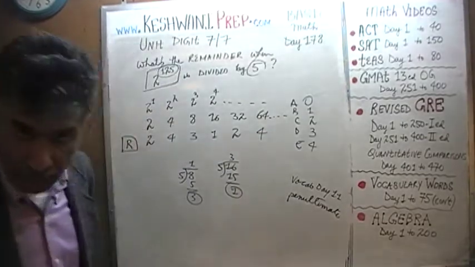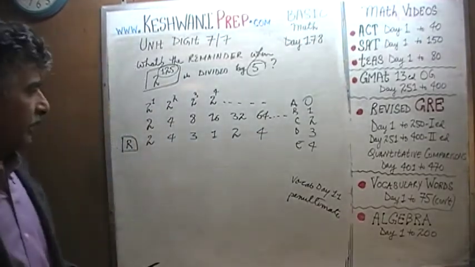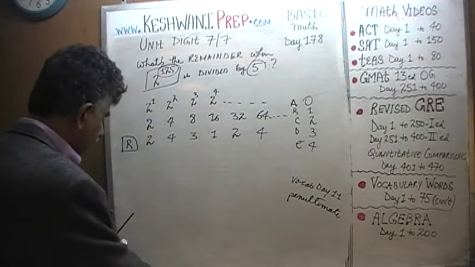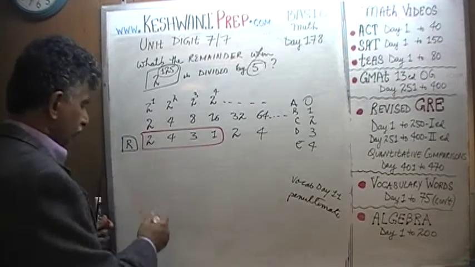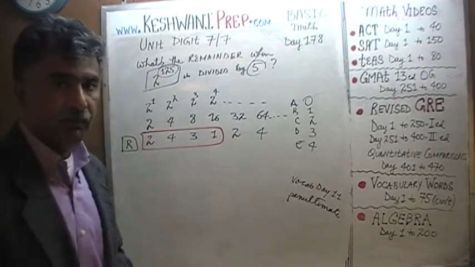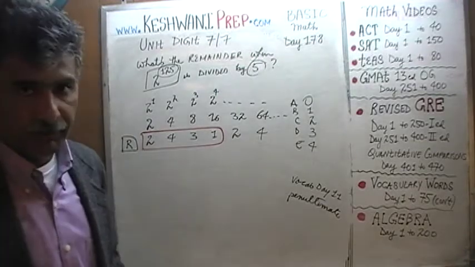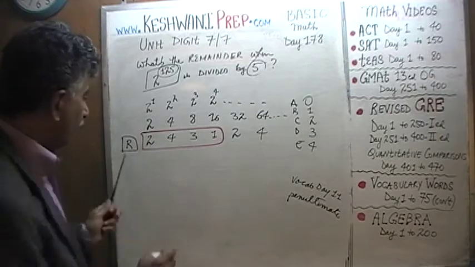Are you beginning to see a pattern? There should be a pattern emerging by now. The pattern is this: 2, 4, 3, 1, 2, 4, 3, 1, 2, 4, 3, 1, forever and ever. It will never end. If it were to continue, it will never end. This is a pattern. The cycle has 4 beats in it.